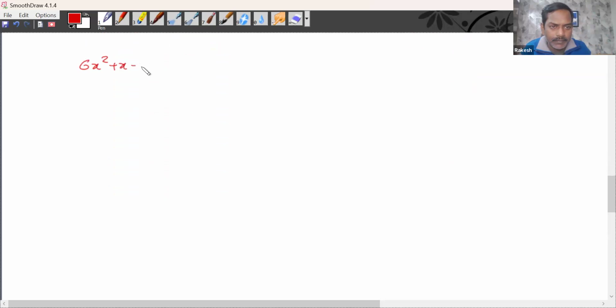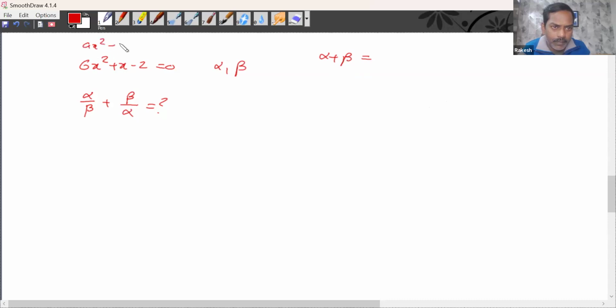6x square plus x minus 2 equal to 0 is an equation. Alpha and beta are the roots. We have to find the value of alpha by beta plus beta by alpha. We have to find the value of this, right? Okay, so what can we do? We have to simplify this in such a way that the terms which we get should be either the sum of alpha and beta or the product, right? Because the sum of the roots, that is alpha plus beta, can easily be identified.